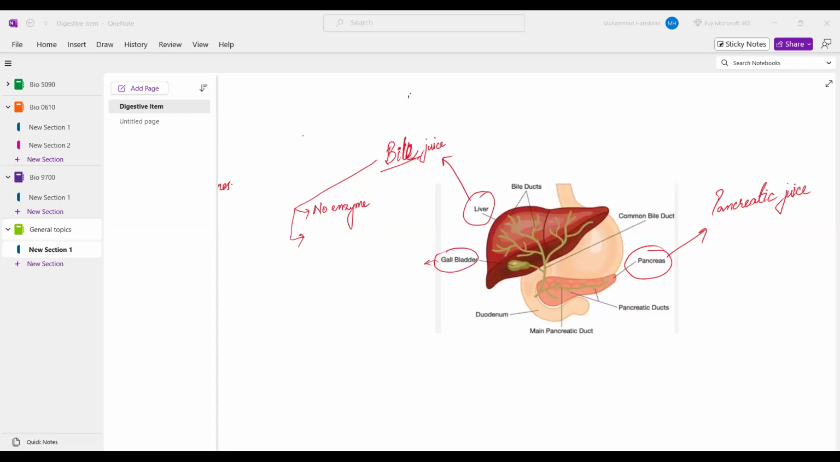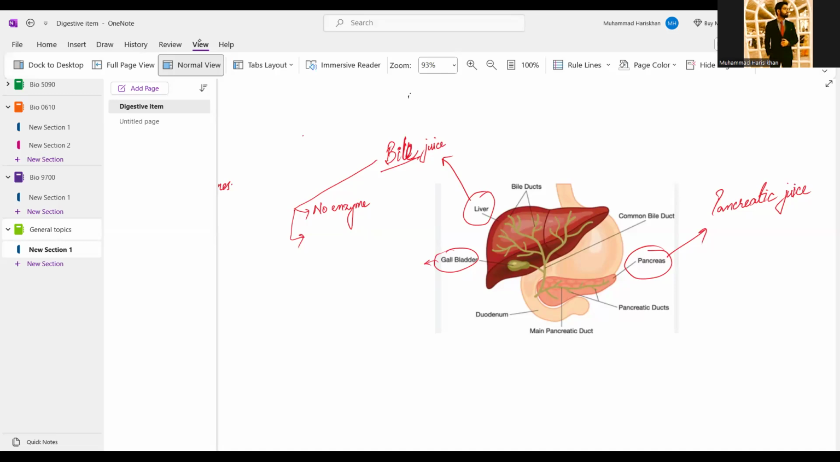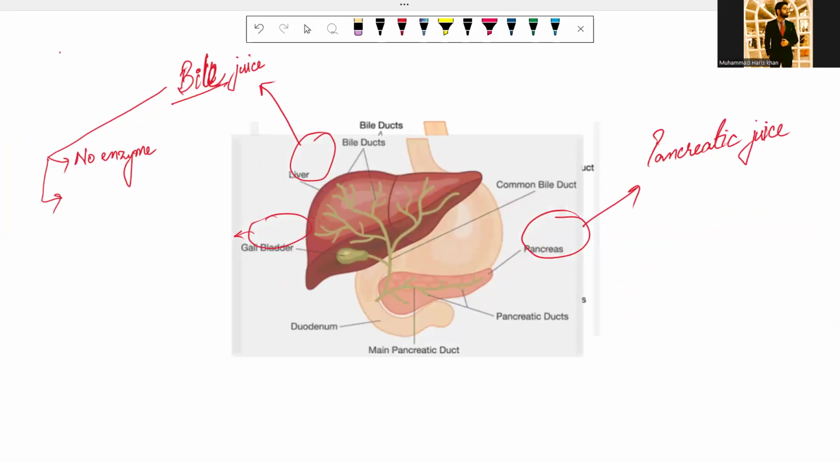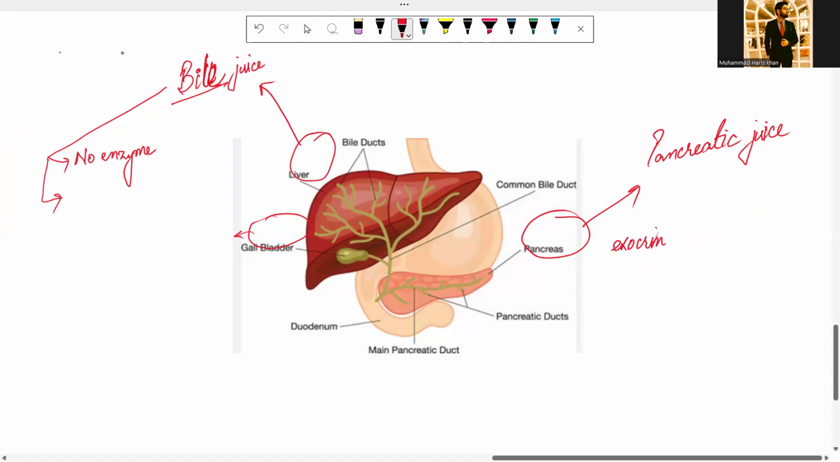In our part, we'll start with the function of the liver and pancreas. First thing, liver is a gland and pancreas is also a gland. These both are exocrine glands. Exocrine glands means they will hold their secretions through juice, and their secretions are bile juice and pancreatic juice.